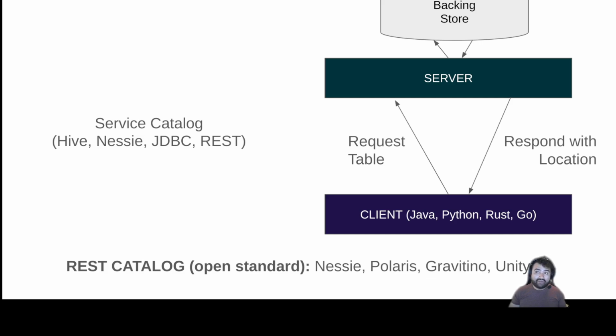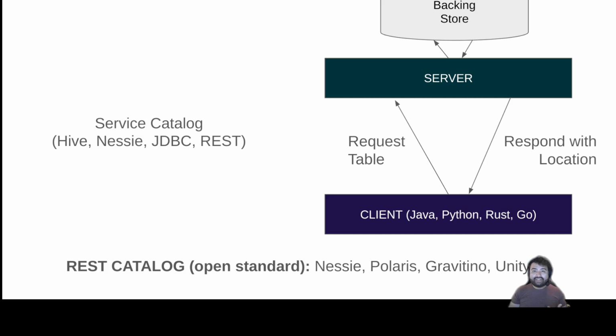So instead of interacting via a custom catalog, you have a standard REST API with a standard set of HTTP calls that get made. So there's a Java version of the REST client, a Python version of the REST catalog, and eventually ones for Rust and Go. But the beauty of it is that the server on the other side could be anything. Now Nessie supports the REST catalog, so that server could be a Nessie server. It could be other types of servers like Polaris, Gravitino, and Unity, which all support that REST catalog standard.